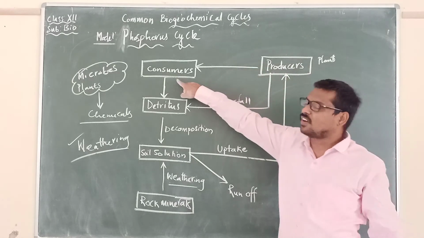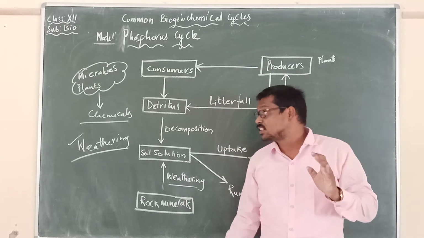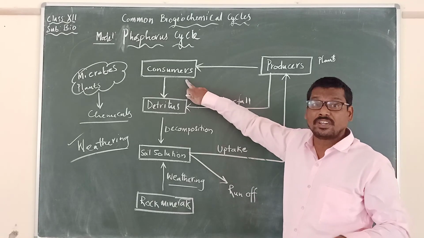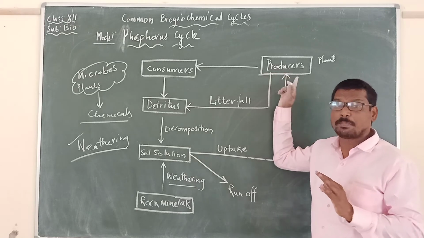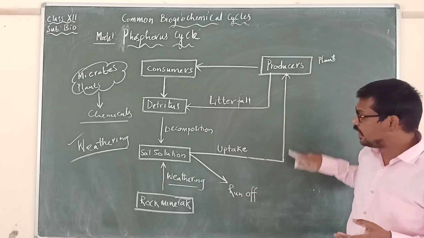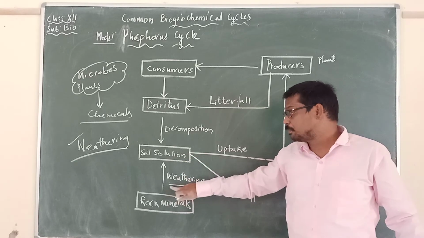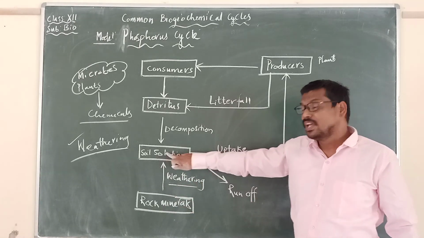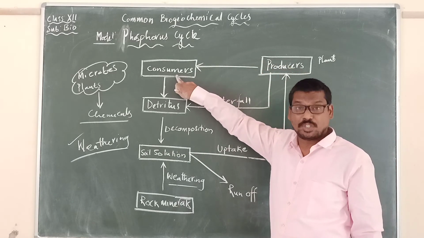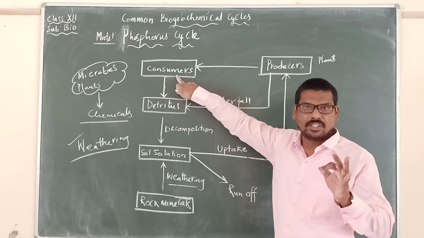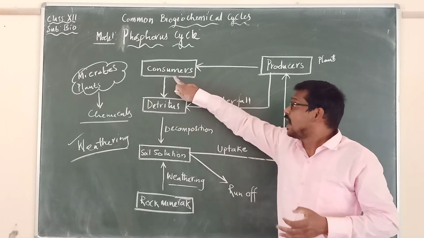All those animals we are calling consumers. It is herbivores, carnivores, omnivores, including the decomposers. So what is there now in the producers? It is the phosphate. From where is it obtained? From the soil solution. And into the soil solution, from where is this phosphate obtained? By the weathering process from the rocks. Now it is there in the producers. From there it is entering into the consumers, different types of animals, entering into different food chains. Phosphate is entering into the food chains.